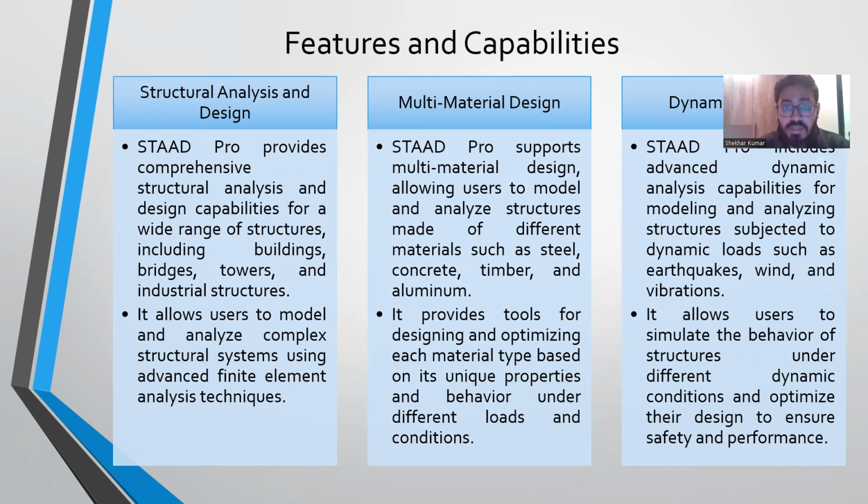STAAD Pro offers multi-material design. It means that it allows users to model and analyze structures made of different materials such as steel, concrete, timber, aluminum. If there is any other kind of material, you can define it by giving its properties in the software, and you can use that as well. You can even design glass structures in STAAD Pro. So it provides tools for designing and optimizing each material type based on its unique properties and behavior under different loads and conditions.